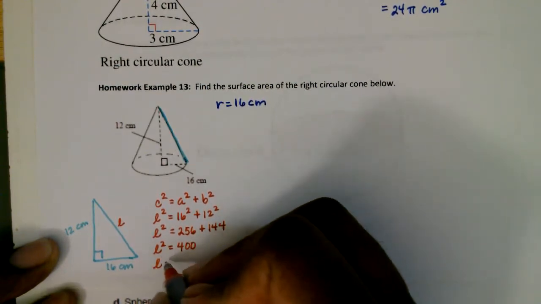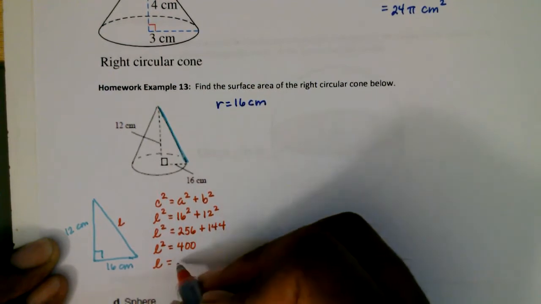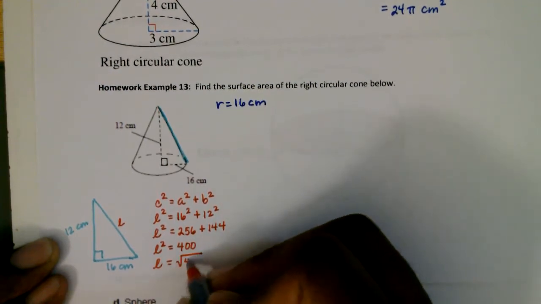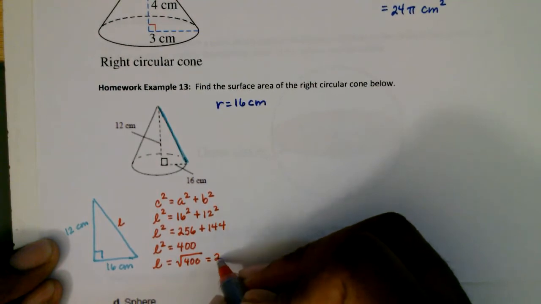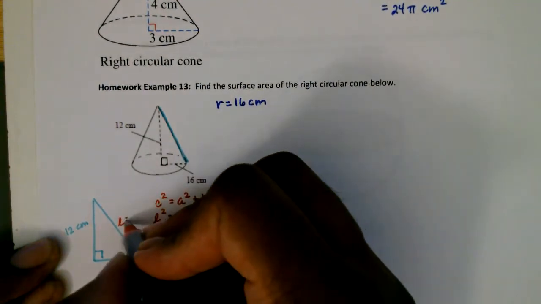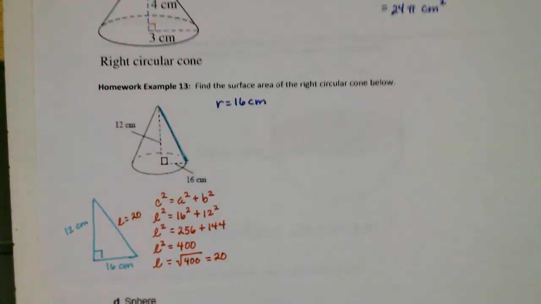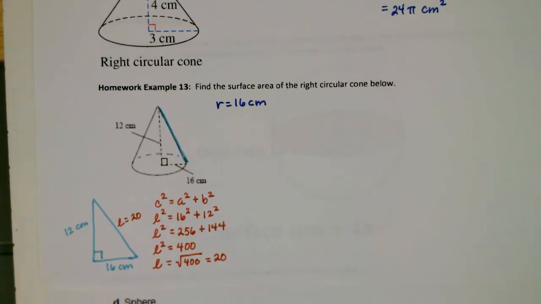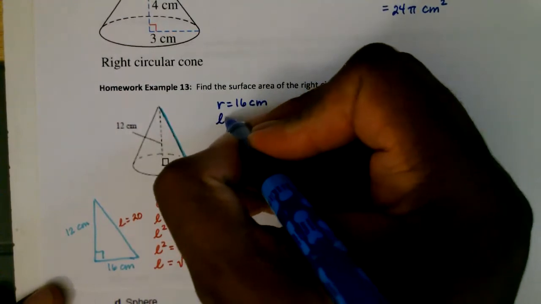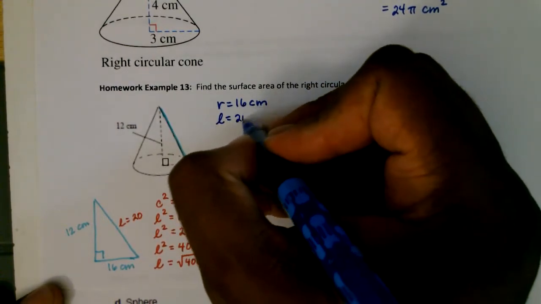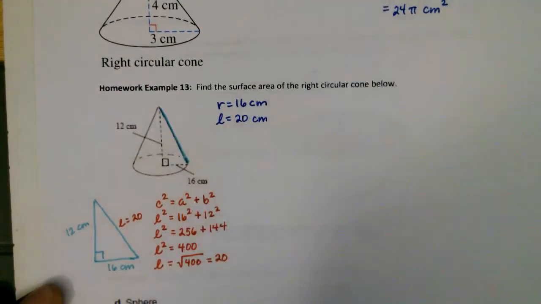Now to find out what L is, I need to take the square root of 400, because the opposite of squaring something would be to take the square root. So the square root of 400 would be 20. So L in this case would be equal to 20. And that L represents the slant height. So L is 20 centimeters.